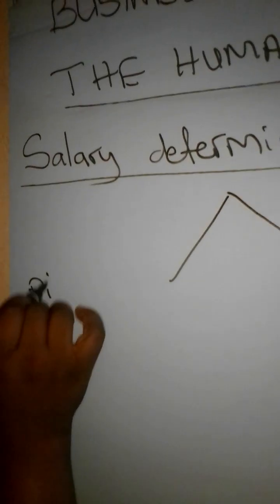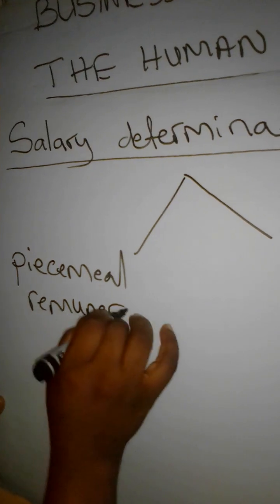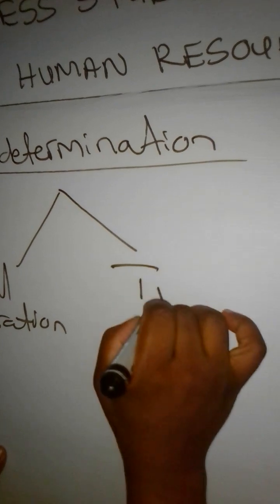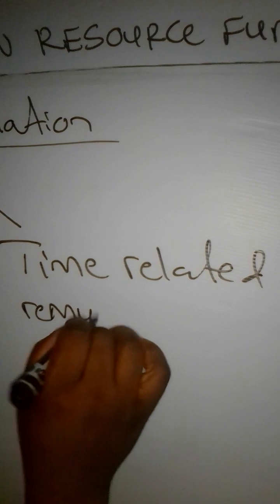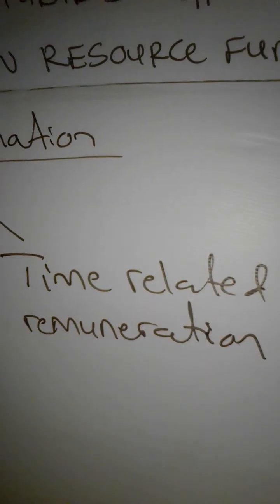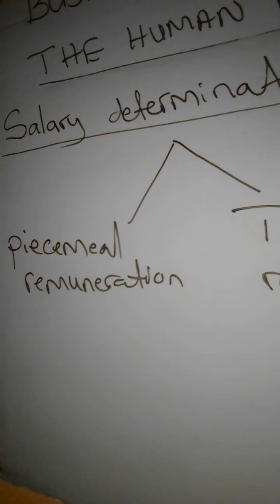Okay, so under salary determination, we have what we call piecemeal remuneration, and then we also have what we call time-related remuneration. These are the two methods that are used for salary determination: piecemeal remuneration and time-related remuneration. Let's start by looking at piecemeal remuneration. I will explain it, just listen carefully to what it is all about.